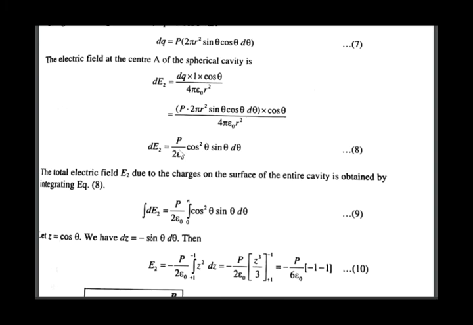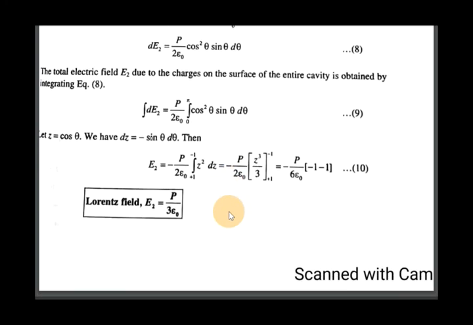The electric field at the center A of the spherical cavity is dE2, which is equal to dQ into cos theta divided by 4 pi epsilon naught into r square. Please go through these simplifications. After simplifying, substituting for dQ, we get this expression. dE2 is equal to P by 2 epsilon naught cos square theta sin theta into d theta. That is equation 8.